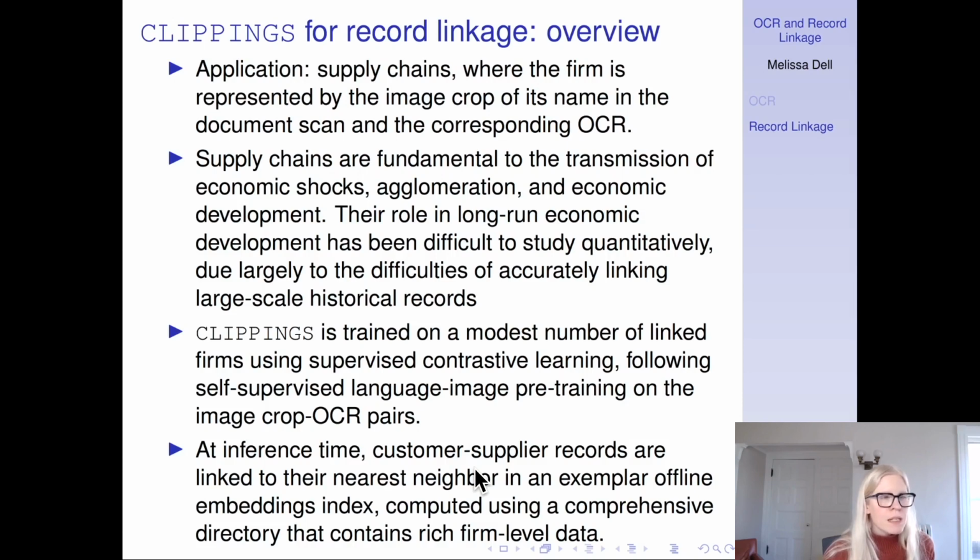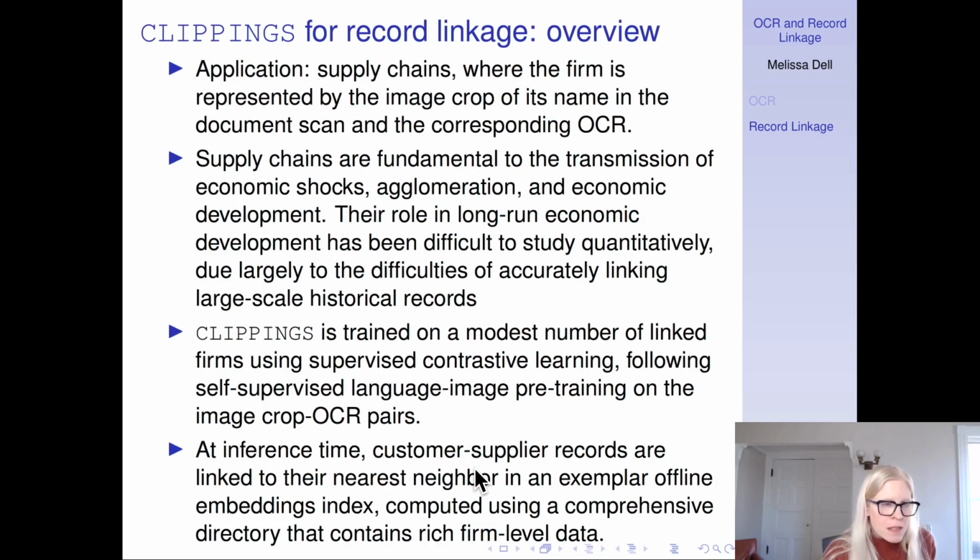We train CLIP on a modest number of linked firms using supervised contrastive learning, following self-supervised language-image contrastive pre-training on the image crop-OCR pairs. That self-supervised pre-training just continues the CLIP loss, but with image-caption pairs from our data set. CLIP was trained on 400 million image-caption pairs scraped from the internet. For Japanese CLIP, they just translated the English captions to Japanese and trained it on that.